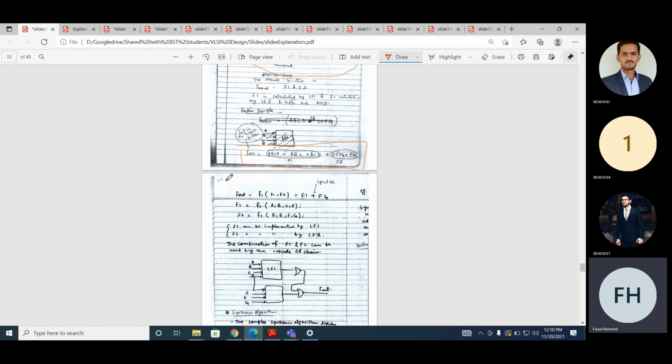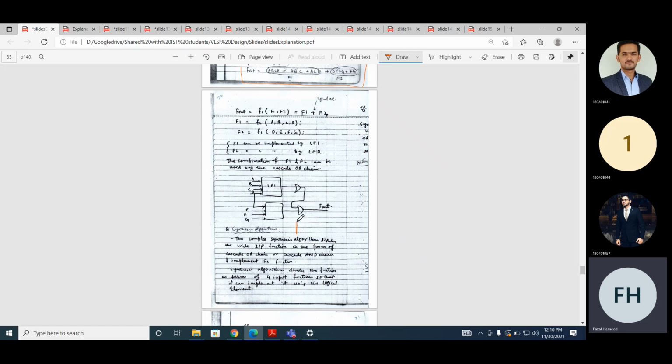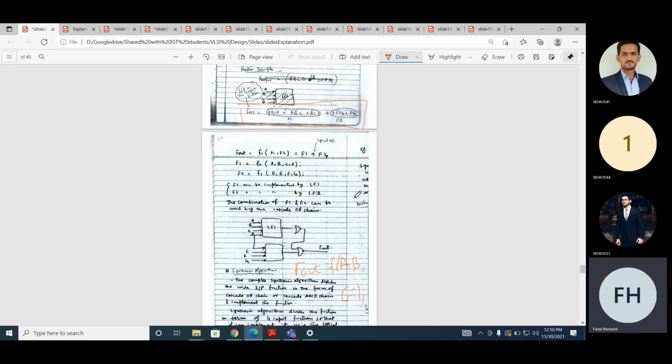is a function of inputs A, B, C, D, E, F, G. So this F out is a function of what? A, B, and so forth up to G. So this F out is a function of 7 inputs.